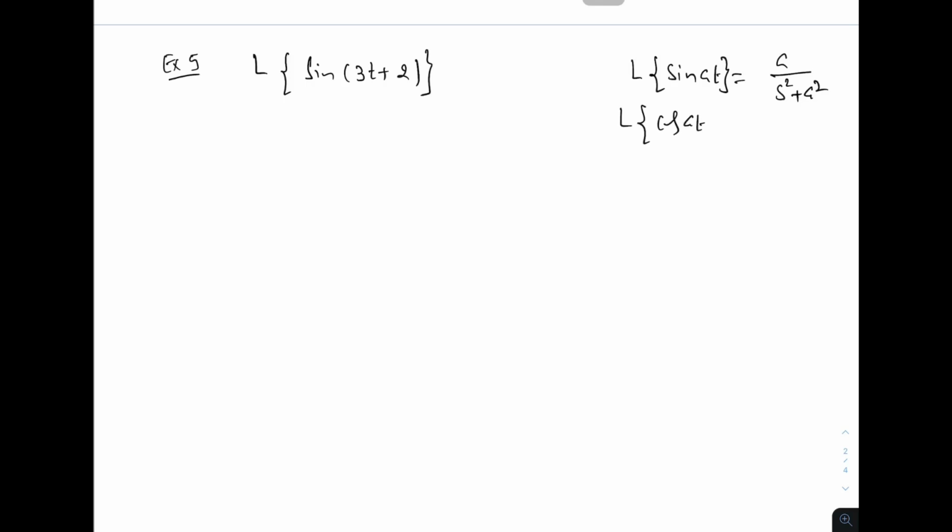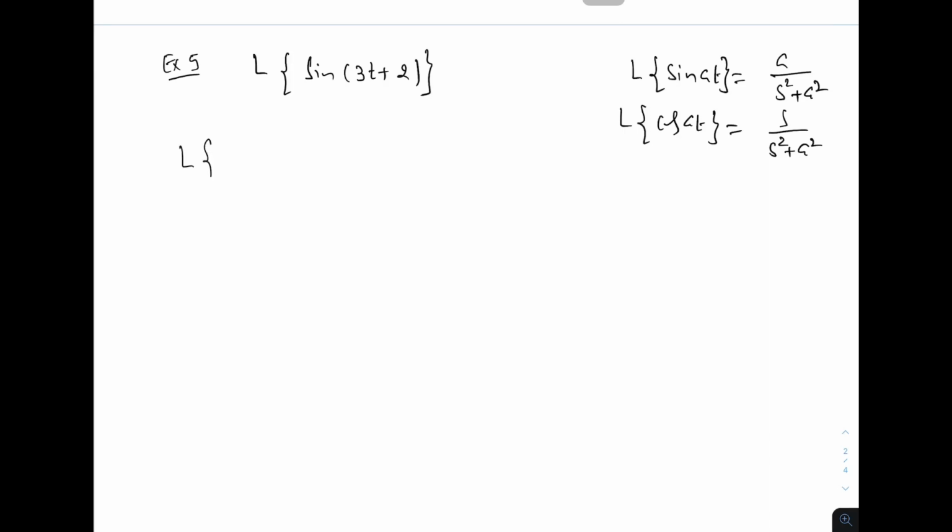Find the Laplace transformation of sin(3t plus 2). Now, we have the standard formula for Laplace transformation of sin at, and that is a over s square plus a square, and as such we have cosine at, and that is nothing but s over s square plus a square. But we do not have a direct formula for sin(at plus b). So, we need to first simplify this.